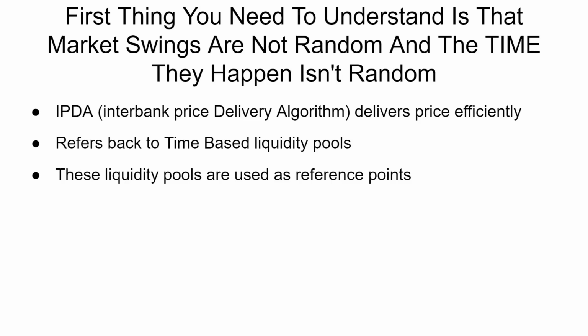So firstly, the interbank price delivery algorithm delivers price efficiently. This is super important to understand. This means price should be booked at a certain level at the correct time. Once you understand this, you'll see the markets completely differently. It refers back to time-based liquidity pools, and these liquidity pools are used as reference points later on and in future time cycles, and they can be used as your POI or draws on liquidity later on in time.